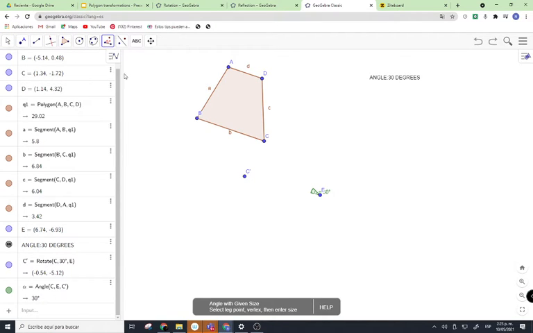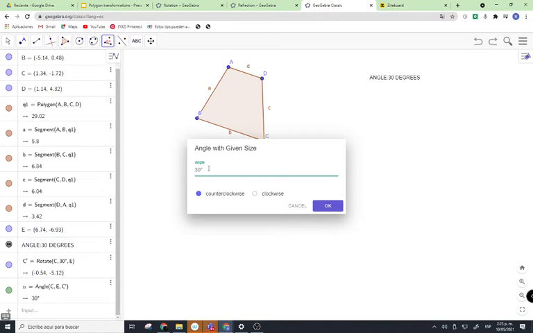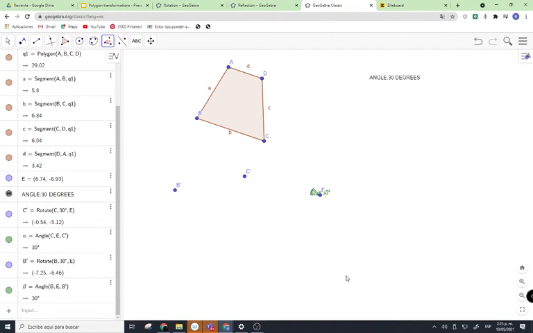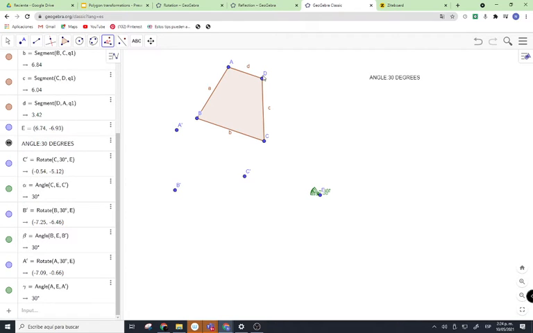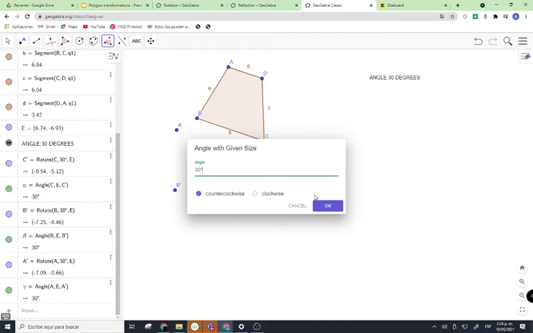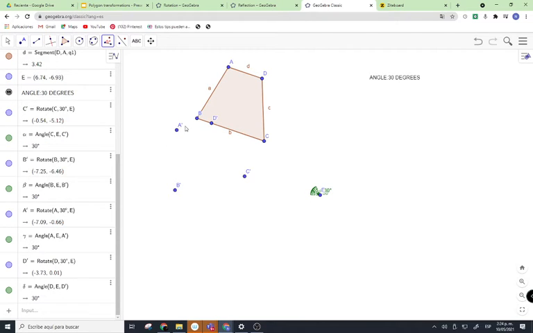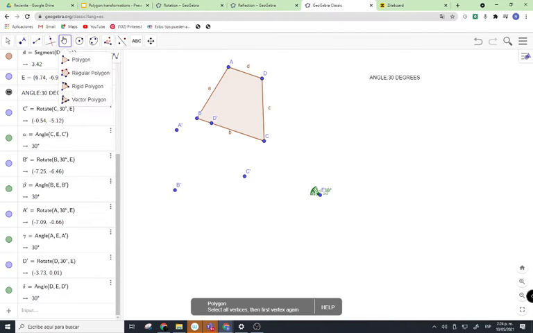So, angle with a given size. I start with the point, then the center of rotation, I write the measure. The good thing is that it remembers it. So, I do it like this, then I do it with the point A, and then I do it with the point D. And now, look, these 4 points are generated. And I just have to join them with the polygon tool.